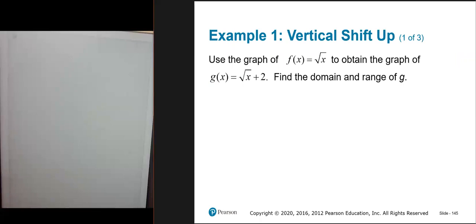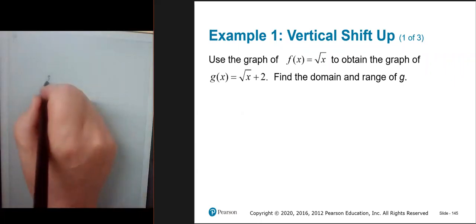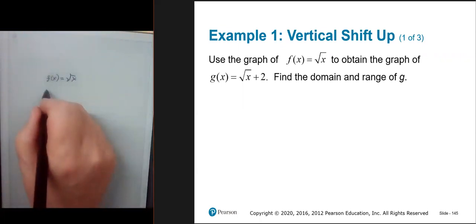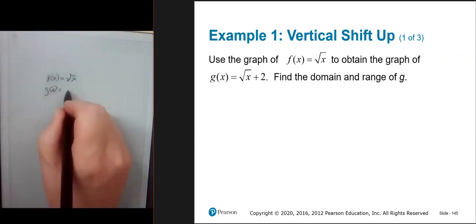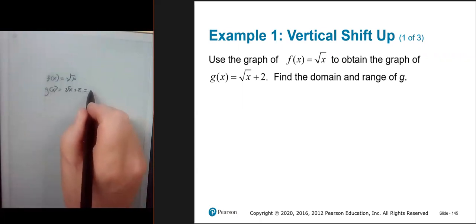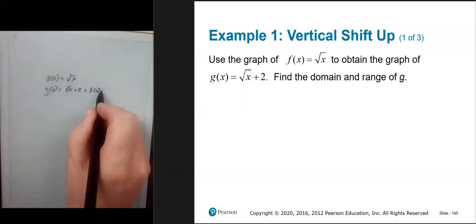So they jump right into showing examples. Vertical shift up or vertical shift down is literally just moving the graph up or down. The X values don't change, the Y values change. So if we look at f of x equals the square root of x, and we look at g of x as being the square root of x plus 2, well, that's the same thing as saying f of x plus 2.